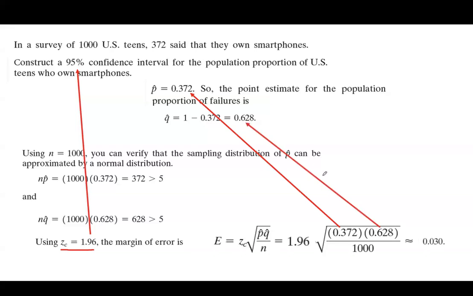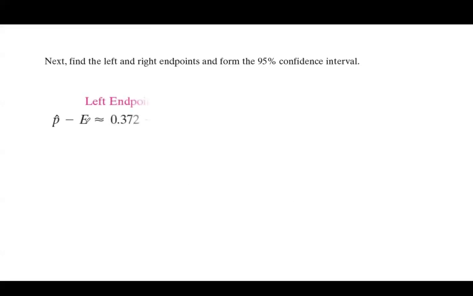Okay, this is the distance. This is the margin of error. Now let us go to the next page and find the left and the right endpoint and find the 95% confidence interval. On the left-hand side, you have p hat minus the margin of error. p hat is 0.372. The margin of error is 3%. On the right-hand side, you have p hat plus the margin of error, which is 0.372 plus 3%.